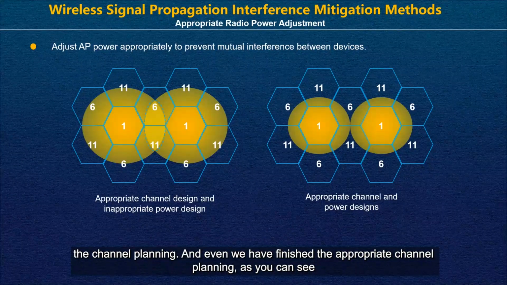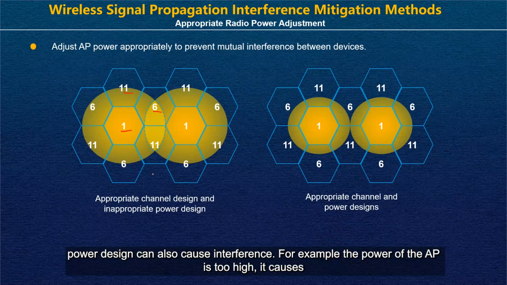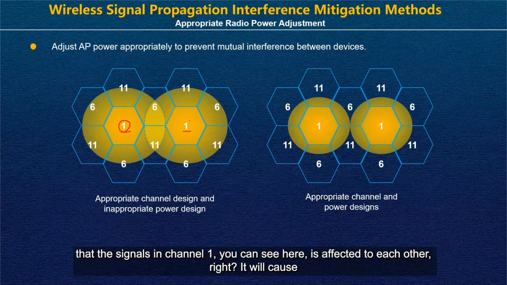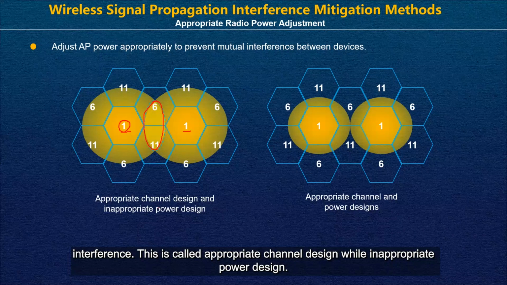Even when we have finished the appropriate channel planning, as you can see in this figure, with no signals in the same channel close to each other, inappropriate power design can also cause interference. For example, the power of the AP is too high. It causes the signals in channel 1, you can see here, to affect each other. It will cause interference. This is called appropriate channel design, but inappropriate power design.